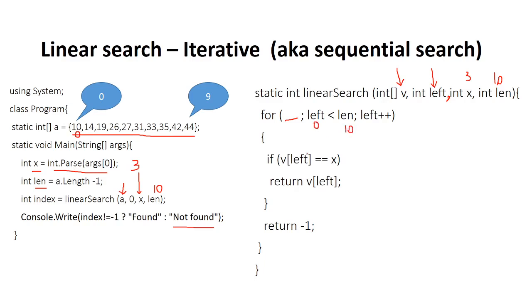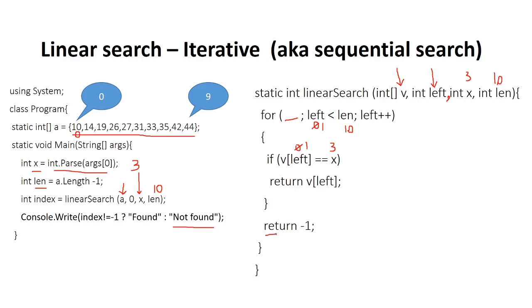Answer is true. So I'll come here and I'll say, okay, what is the value of v of 0? This is 10. Is 10 equal to 3? The answer is no. So it will go back again for the next value. Now the left is 1. So it will say, is v of 1, which is 14, equal to 3? The answer is no. So it will keep on looping until it reaches the end, and will say, no, I did not find the value.